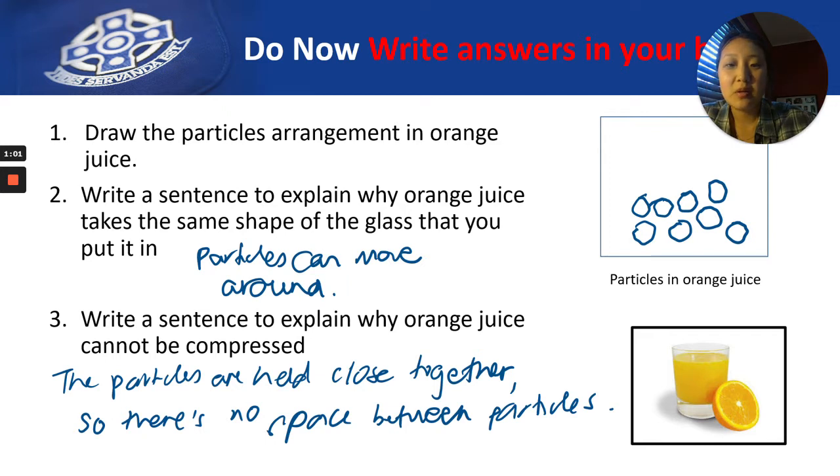The orange juice would take the shape of the glass that you put it in. That's because even though the particles are held close to each other, the particles can still move around. And the last question is, you need to explain why the orange juice can't be compressed. That's because the particles are held close together, so there is no space between the particles.